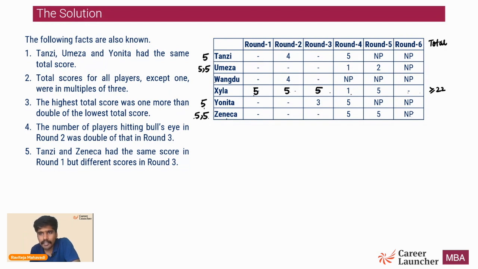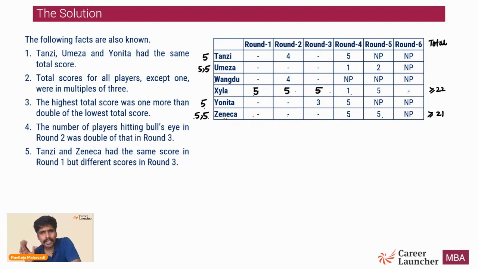Similarly, Z also has 2 fives over here, and 2 more fives in the first 3 rounds. So Z's score will be greater than or equal to 21. These are 2 conclusions we can make about the total scores. Definitely, it is given that T, U and Y had the same total score.